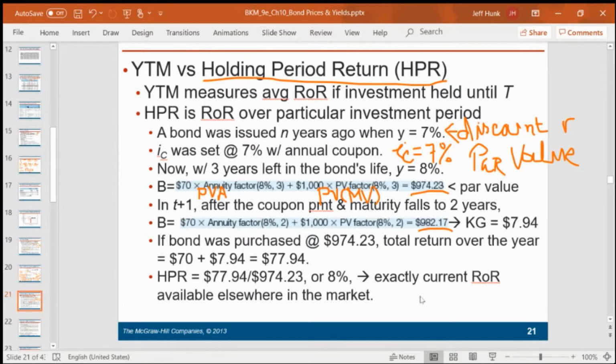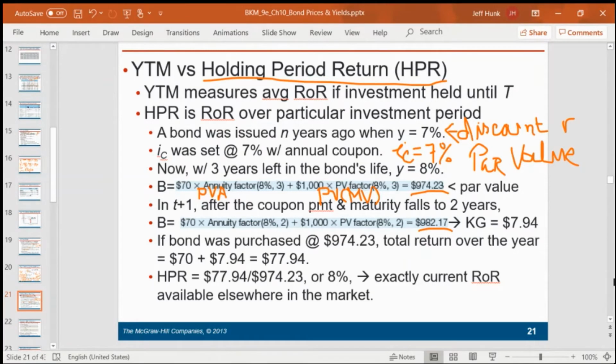Again, this is still a discount bond, and in this example the bond price went up, not just slightly. It went up by 7.94. And think about it. Remember, I said the bond price will always be $1,000 at maturity because that's the par value of the bond. That's what you redeem, right?